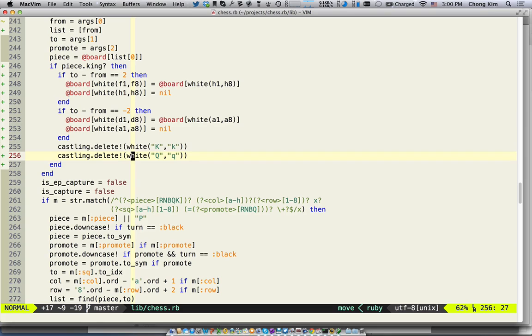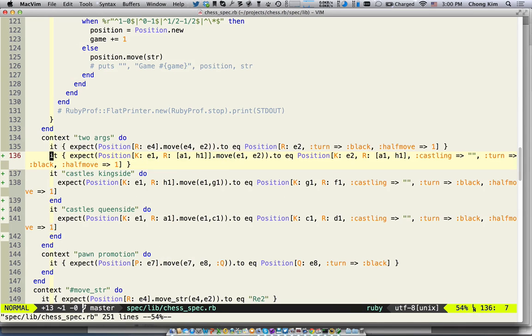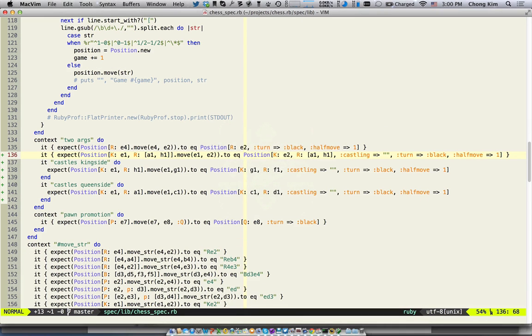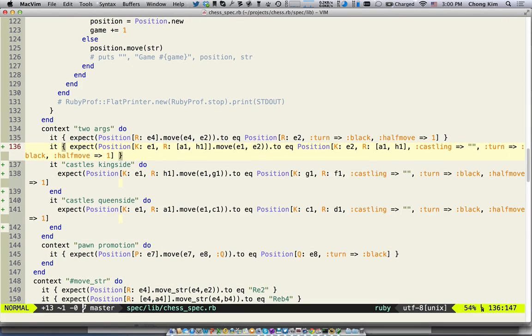Okay, so we also need to take care of the pawns. So let's write the test for the pawns. I don't like it when it wraps like this, and I also don't want to shrink the font. Let's see how many. It's about 147 characters going across. All right, so it's going to put a little break in here.